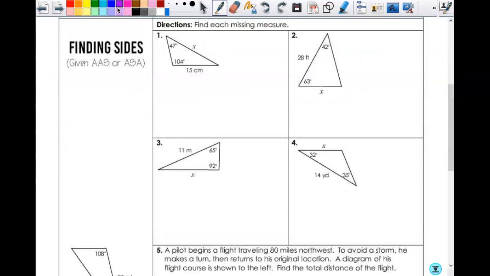So I have two angles in the non-included side. That makes that angle, side, right? And I'm going to draw arrows. This angle goes with this side. This angle goes with this side.